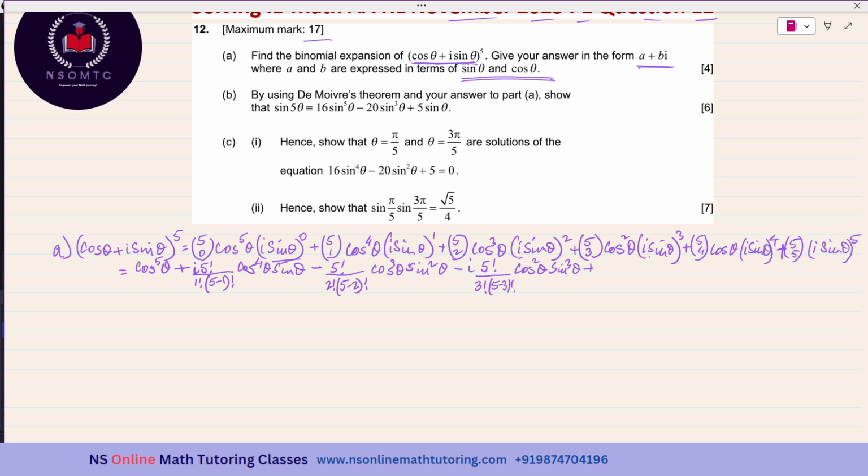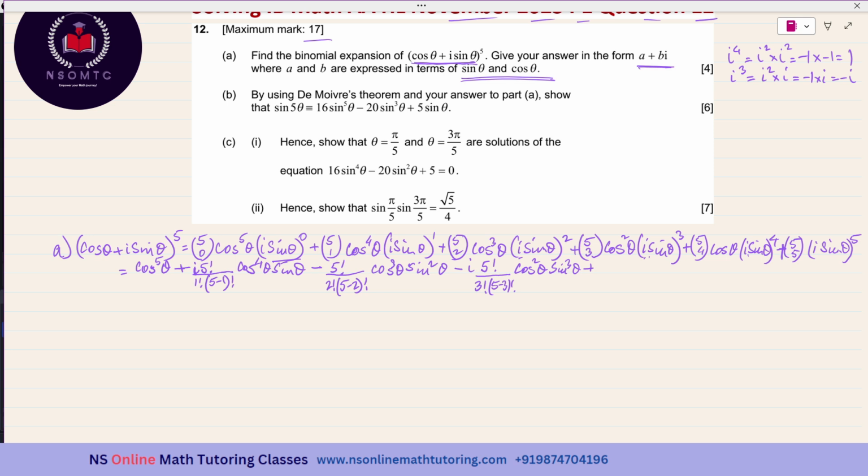Plus, always remember nC0 and nCn are equal to 1, and nC1 and nC(n minus 1) are equal to n. 5C4 and i to the power of 4. i to the power of 4 is what? i square times i square, which is equal to negative 1 times negative 1, which is positive 1. i cube was equal to i square times i, so this is negative 1 times i, which is equal to negative i.